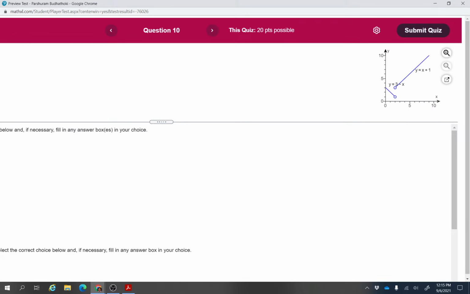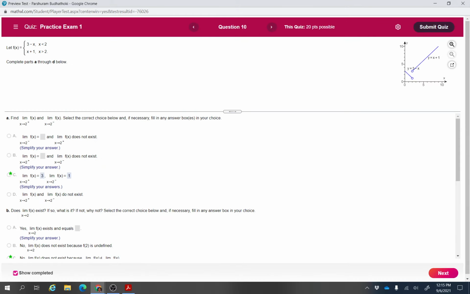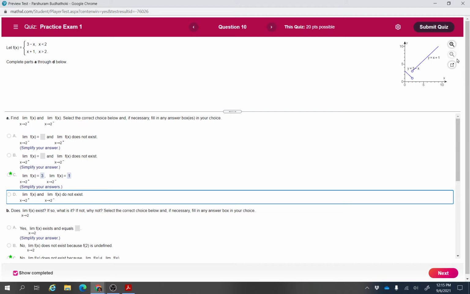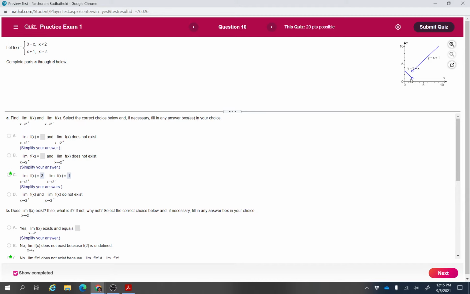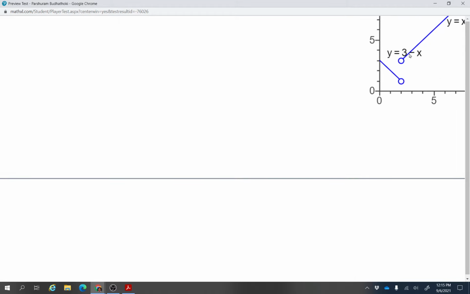Right hand limit. That's the reason the answer for when x approaches 2 from the right side is 3. When x approaches 2 from the left side, as you can see, from the right side it's 3, from the left side it's 1. That's the reason it's 1. From the right side it's 3, and from the left side, it's 1.